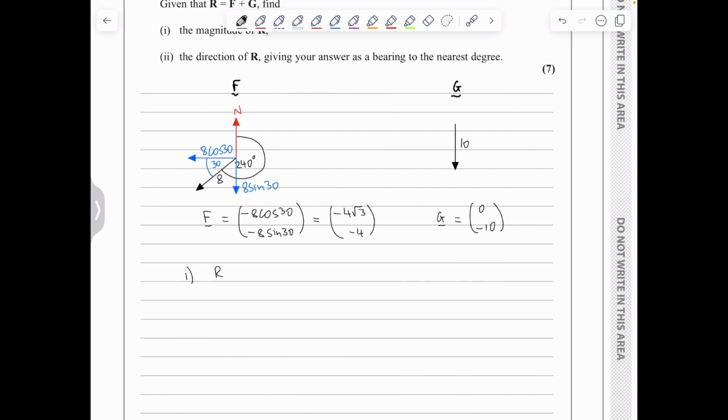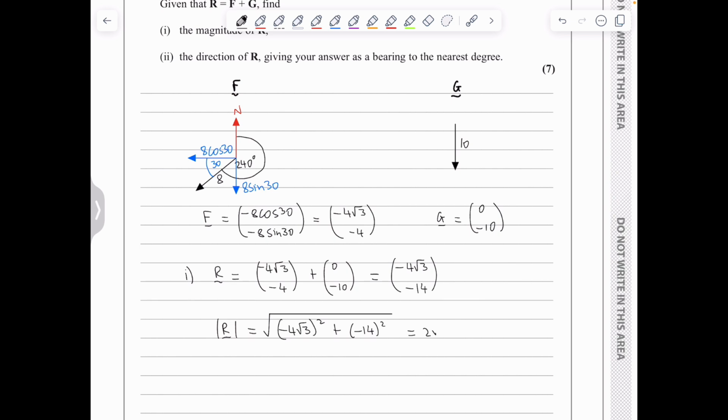So R is simply the F, which is (minus 4 root 3, minus 4), plus the G, which is (0, negative 10). This gives an answer of (minus 4 root 3, minus 14). And I can proceed in finding the magnitude of R. I will simply be using Pythagoras here. So it's going to be the square root of (minus 4 root 3) squared plus (negative 14) squared. Plug this on the calculator, we get 2 root 61 newtons for the magnitude of R.